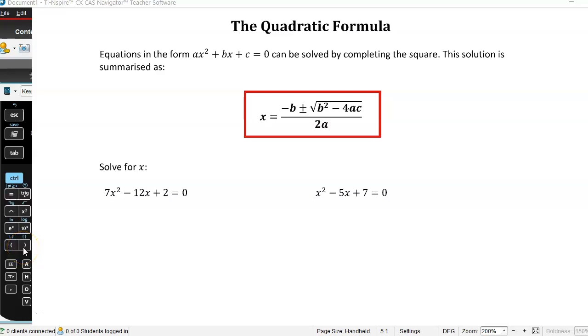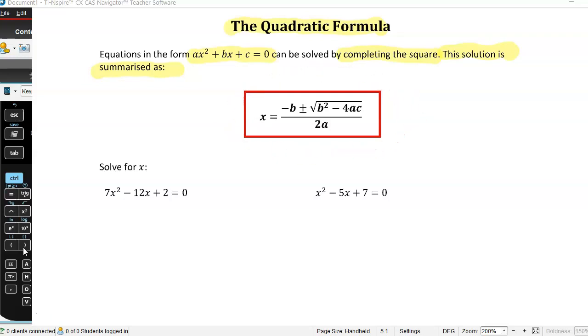Hi, let's start talking about the quadratic formula. Equations in the form ax squared plus bx plus c equal to zero can be solved by completing the square. That's a way you can solve all the equations that do have a solution. This can be summarized as what we call the quadratic formula.